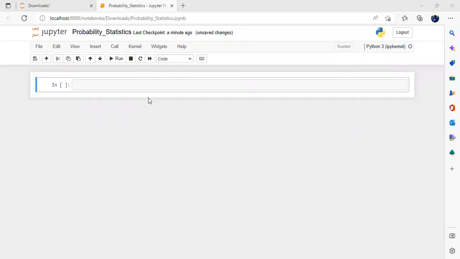So today we are going to learn about the terms related to probability and statistics. Let's start from the very first term, which is the random variable. Are you aware of random variables?